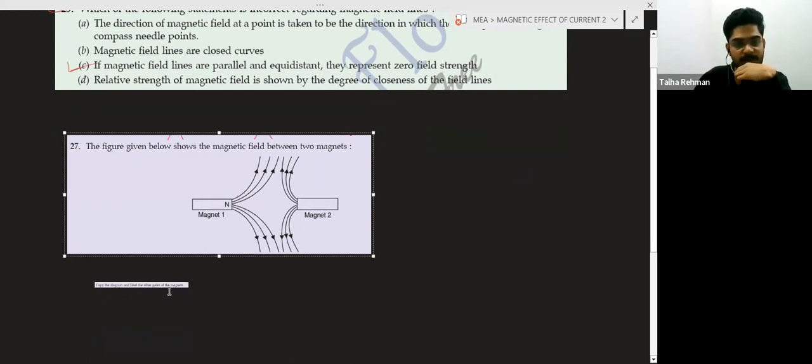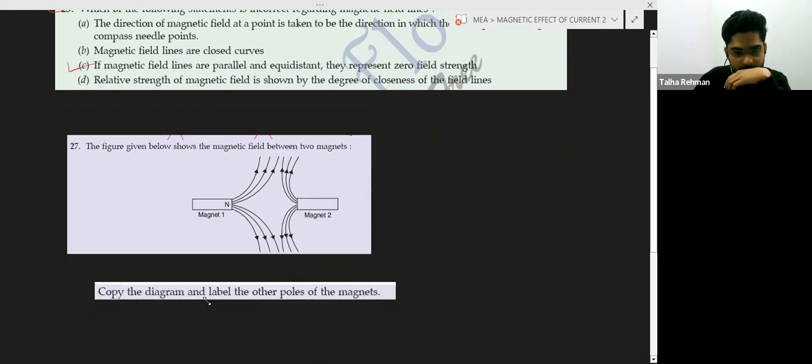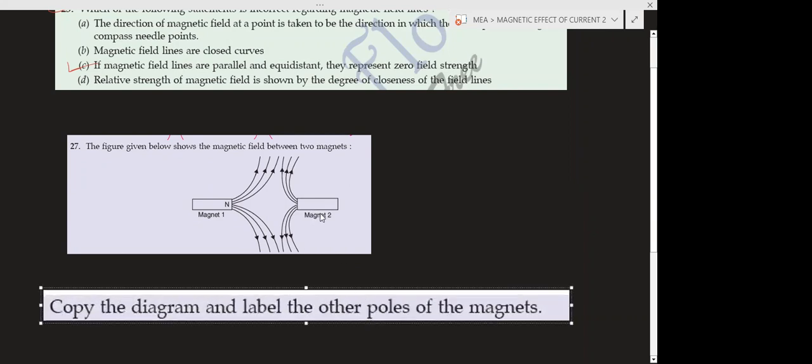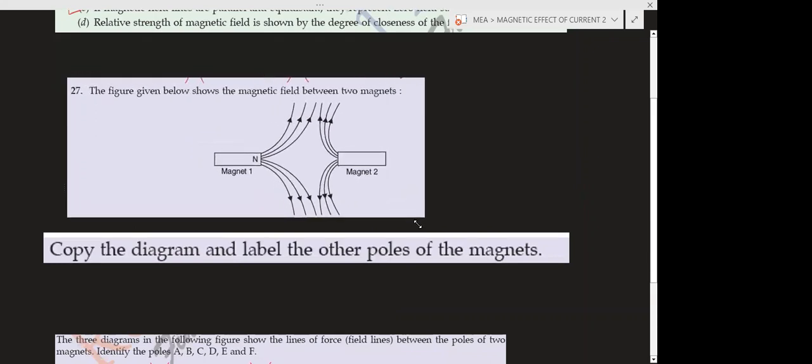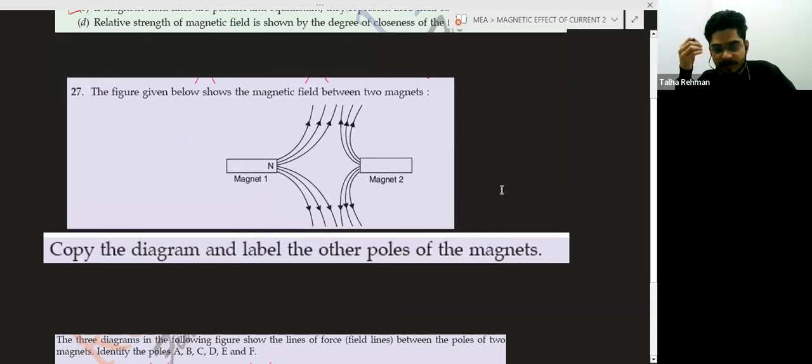Okay, so in this figure, the figure given below shows the magnetic field between the two magnets, magnet 1 and magnet 2. This is the North Pole. Okay, this is the North Pole. They are asking, can you tell me the polarity of this magnet? I don't know. Very good. Little, you have to think.